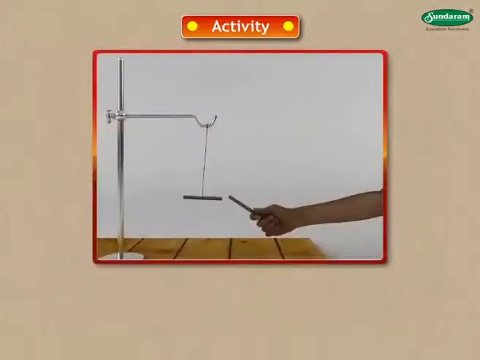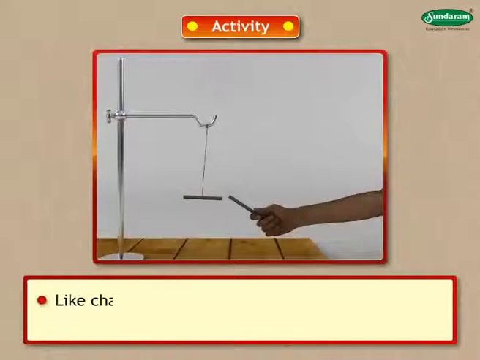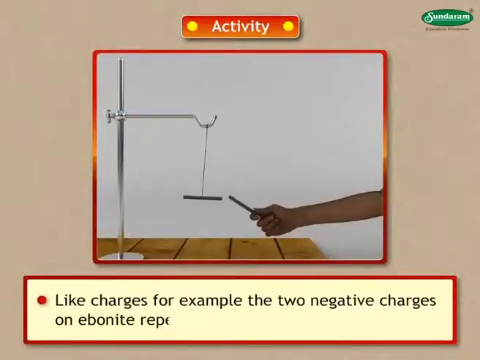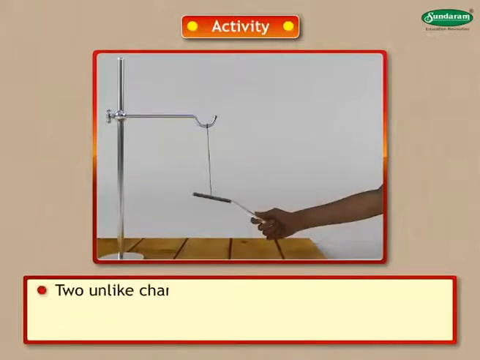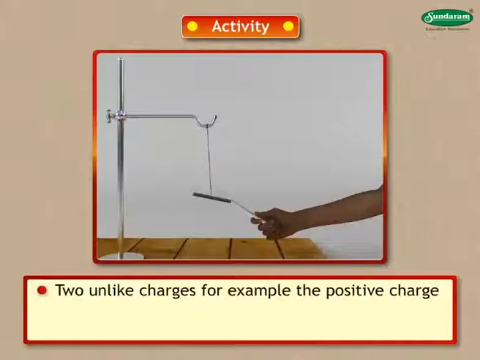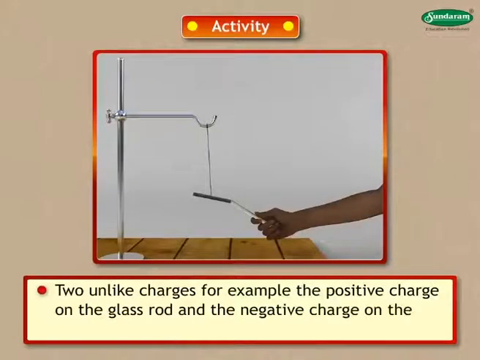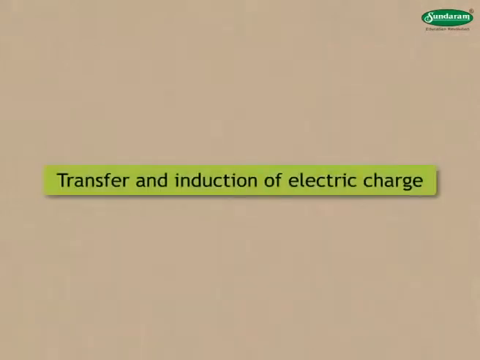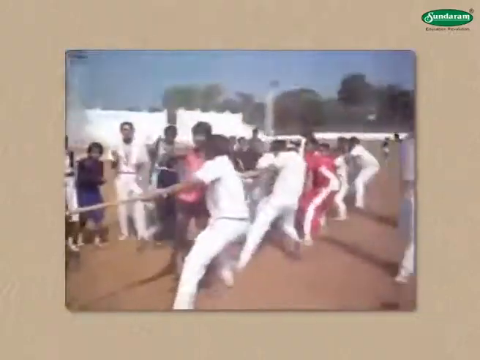From this, we come to know that like charges, for example, the two negative charges on ebonite, repel each other, and that two unlike charges, for example, the positive charge on the glass rod and the negative charge on the ebonite, attract each other. Now let us see how transfer and induction of electric charge takes place. You know how tug-of-war is played.